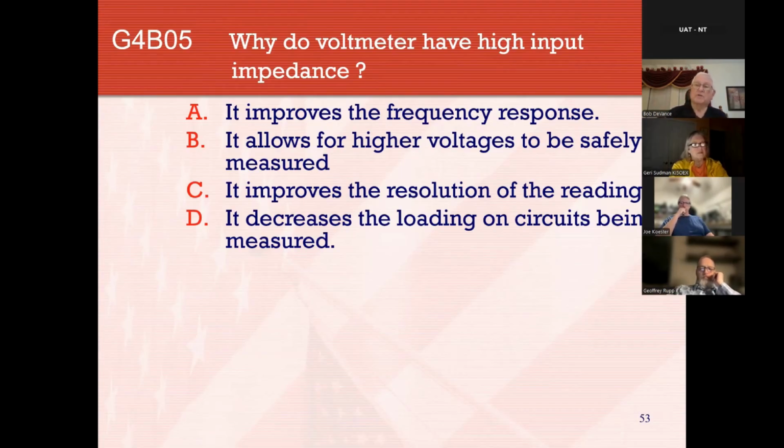Doesn't have anything to do with frequency response. It doesn't allow higher voltage to be measured safely. High voltages are still high voltage. It doesn't help the resolution at all. So the only one left is decreases the loading on the circuits being measured. And this comes back to Ohm's law again. If you put two resistors in parallel, the ultimate value will be less than the smaller of the two. So if we put something across a resistor that's low impedance, it will degrade the circuit and you'll get a very inaccurate reading. So we want to reduce the loading on the circuit under test.